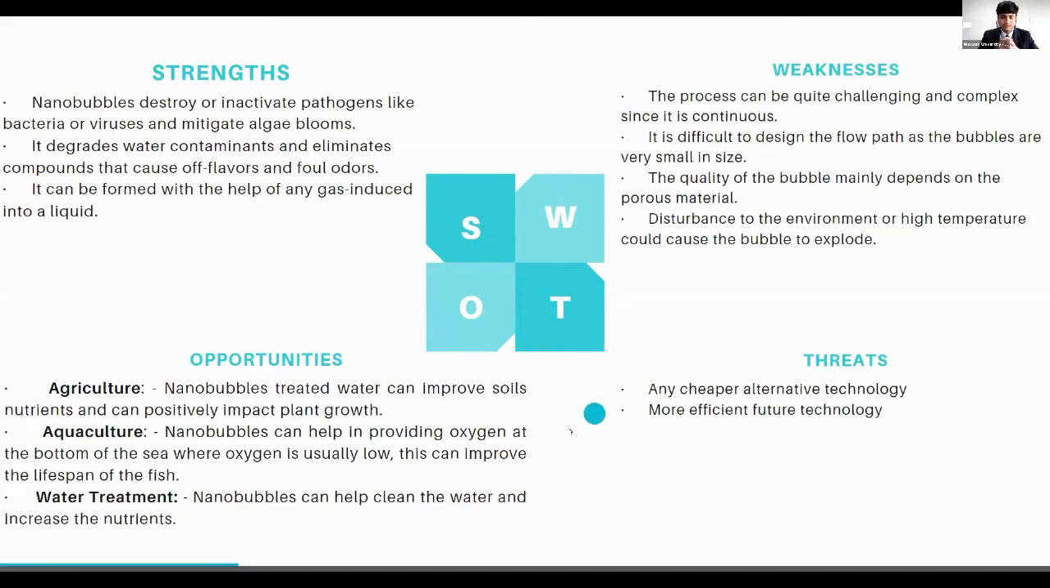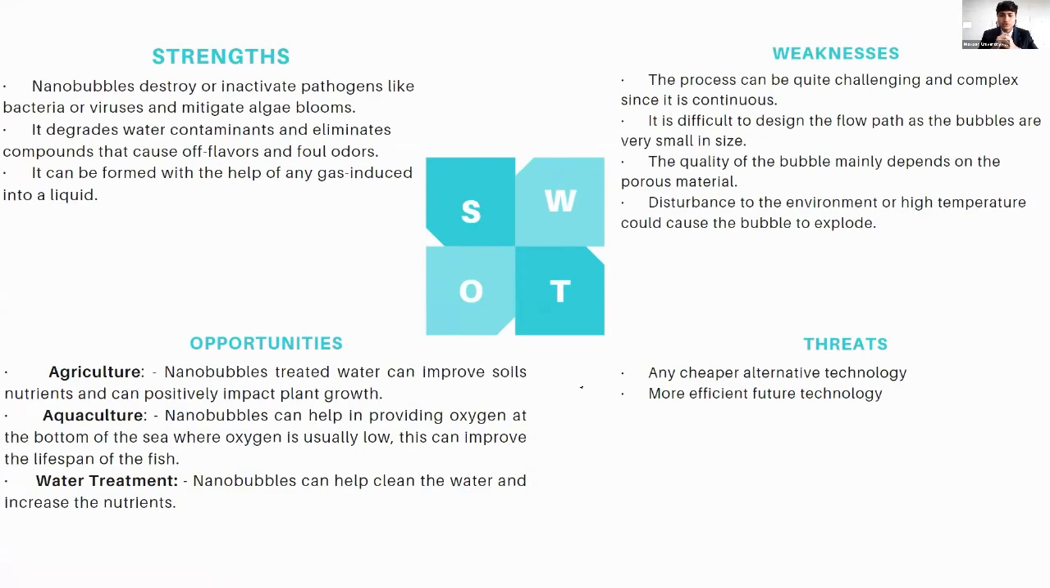Nanobubbles, being very small in size, can make it difficult to control the flow of water. The quality of the bubble mainly depends on the porous material it passes through. Disturbance to the environment or high temperature could cause the bubble to explode, so nanobubbles require a calm and peaceful environment. The opportunities of nanobubbles can be in agriculture.